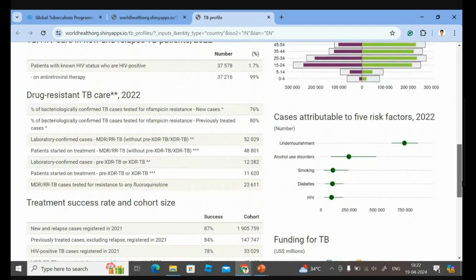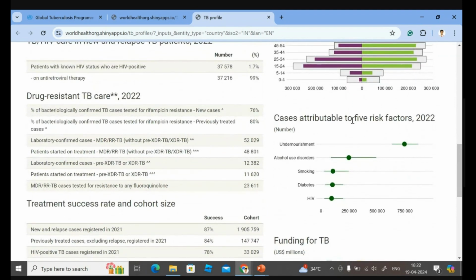Look at here. Some of the cases attributable to 5 risk factors. This is for the year 2022. So 2 years back, what are the factors that were causing more TB? If you look at it, undernourishment was one, alcohol use disorder contributing, smoking, diabetes, HIV.